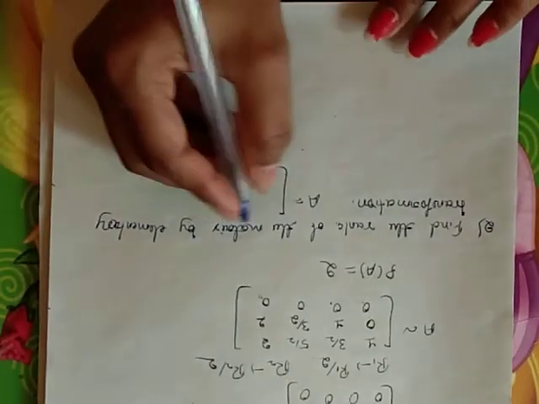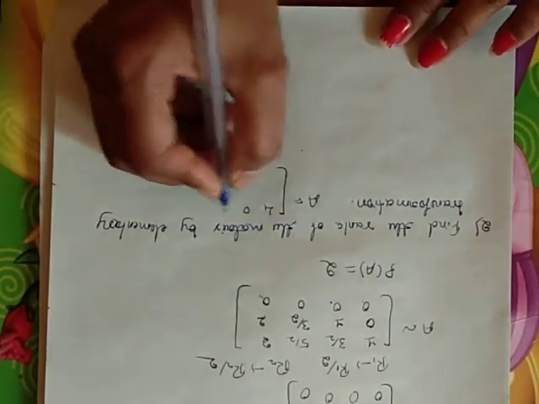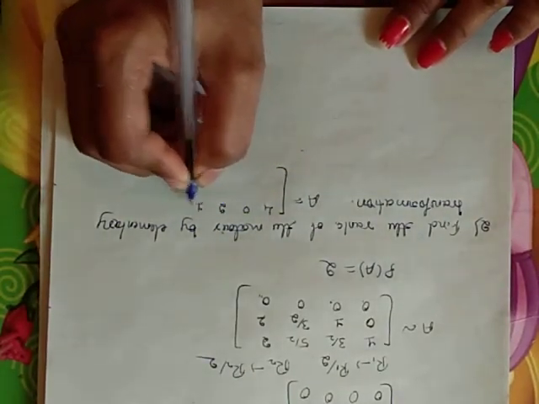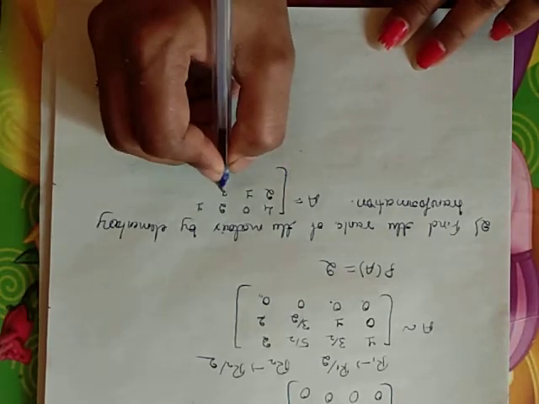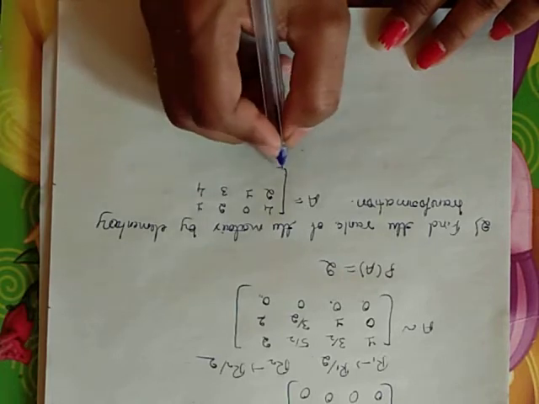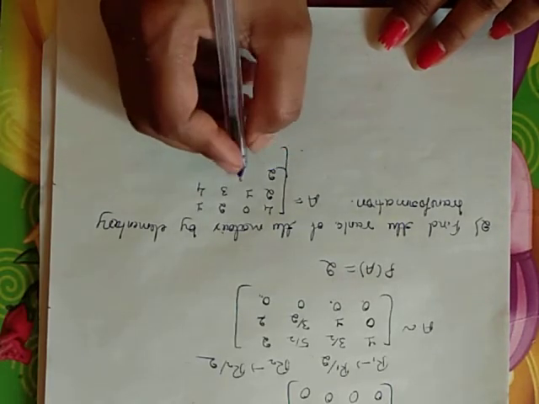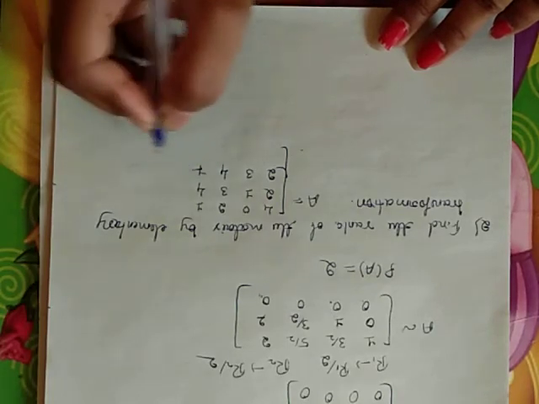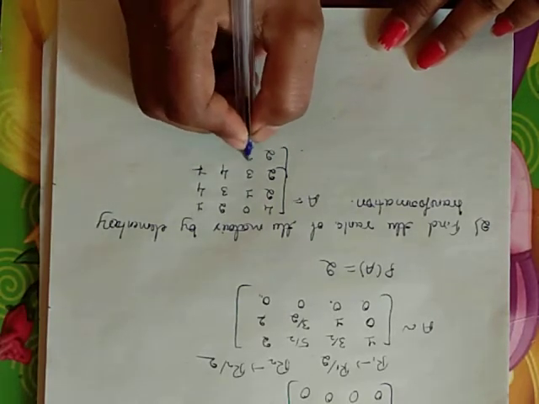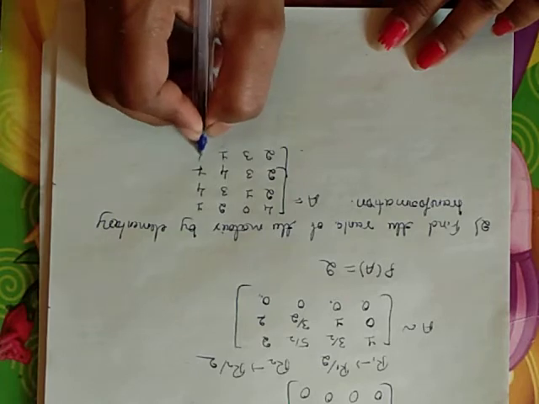Matrix A equal to 4, 0, 2, 1, 2, 1, 3, 4, 2, 3, 4, 7, 2, 3, 1, 4.